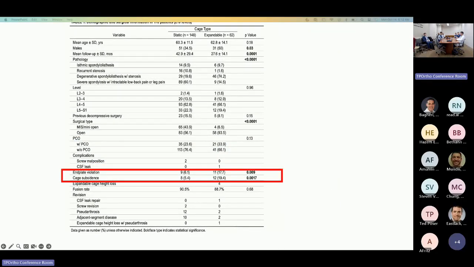So on the left side, you've got static. On the right side, you've got expandable. And you can see that the rate is like 6% versus 17% for violation, and then 5% versus 20% for subsidence. So if you're going to use expandables, think about the mechanism, think about the quality of the bone, and just kind of exercise a little bit of caution.